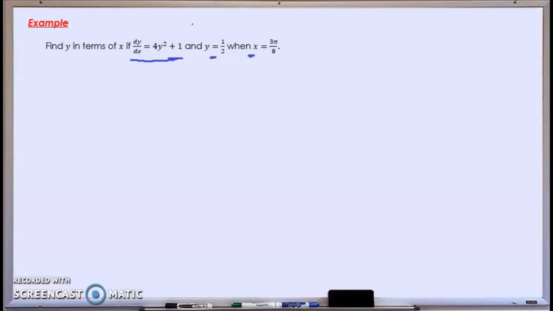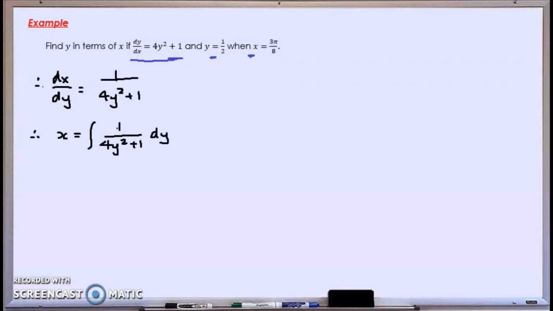So the first thing we're going to do here is, if dy/dx equals 1 over 4y squared plus 1, then dx/dy will equal 1 over 4y squared plus 1. Now this starts to look like an expression that is going to give us an inverse tan relationship when we anti-differentiate it. So therefore x equals the integral of 1 over 4y squared plus 1 dy. And now we've got all our y's over this side and our x over here, so we're in pretty good shape.